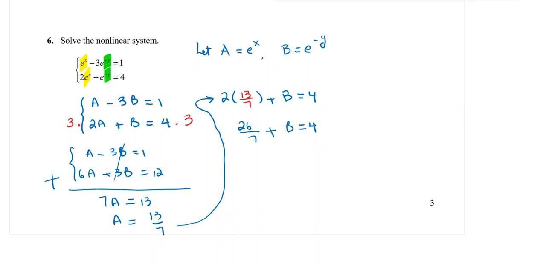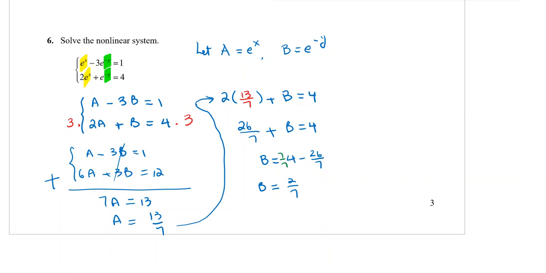So again, you can multiply everything by 7 and then isolate b, or you can just subtract 26 over 7. 4 minus 26 over 7. To write 4 with a common denominator 7, you would have to multiply it by 7 over 7. I'll do it on this side. And so 28 over 7 minus 26 over 7 gives you 2 over 7.